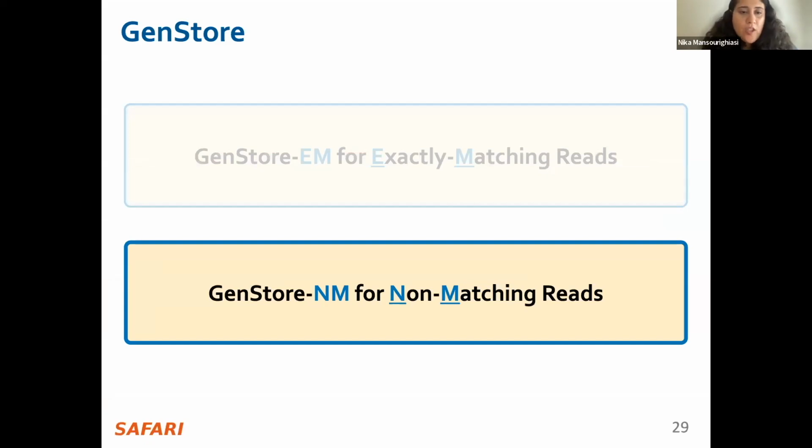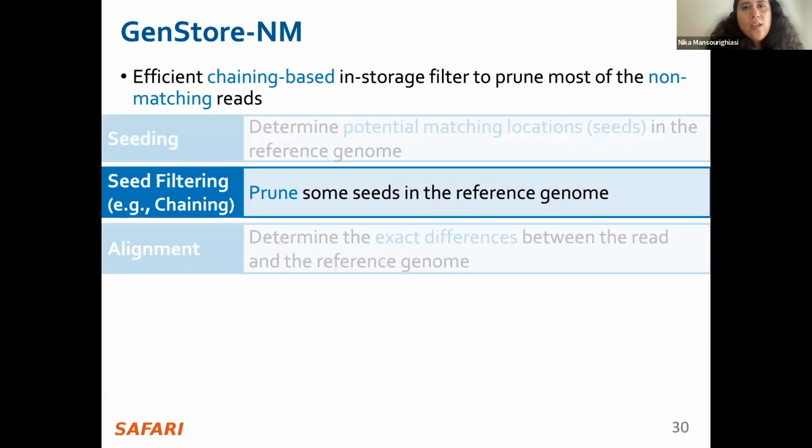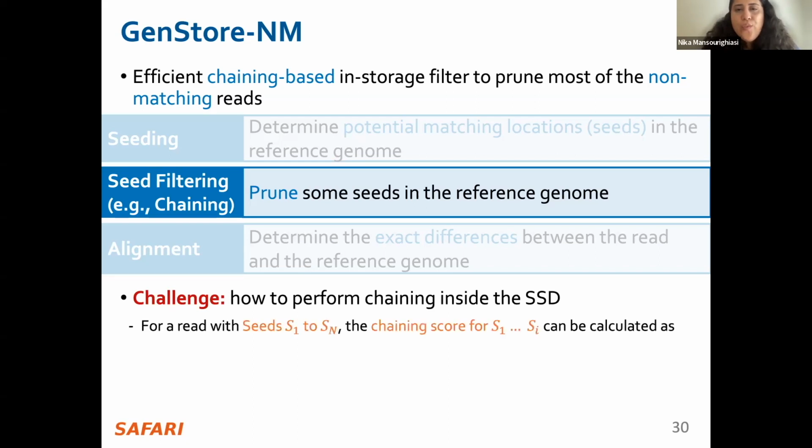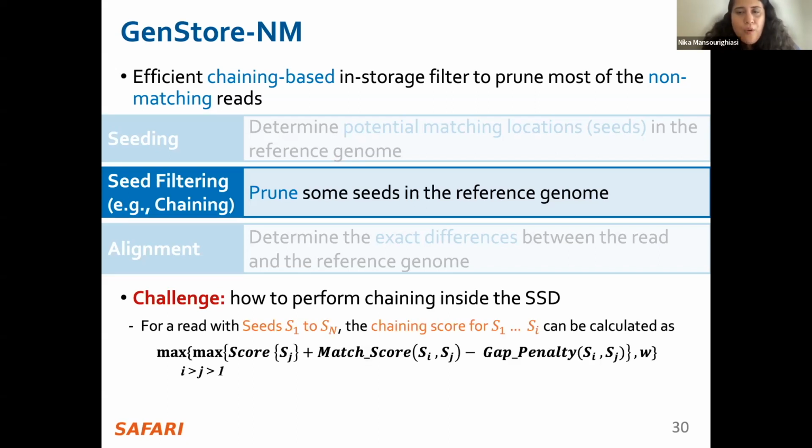So now let's take a closer look at GenStore-NM. Using chaining, or seed filtering, which was the second step of read mapping that we discussed, it filters most of the non-matching reads, which are reads that would not align to any subsequences in the reference genome. And recall that the chaining filter calculates a similarity score for each read, which is called the chaining score, and it filters reads with no high-scoring potential matching location. So calculating a chaining score in the SSD is challenging because finding the best chaining score requires performing many iterations of a dynamic programming algorithm for all seeds within a read.